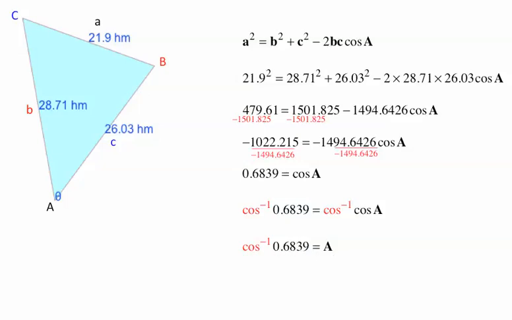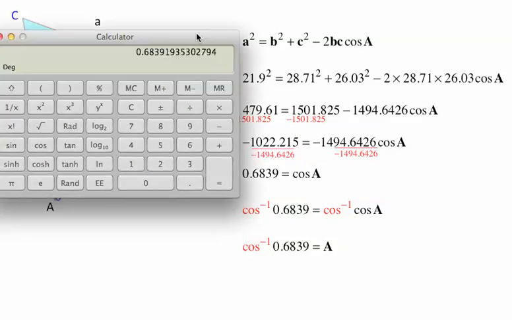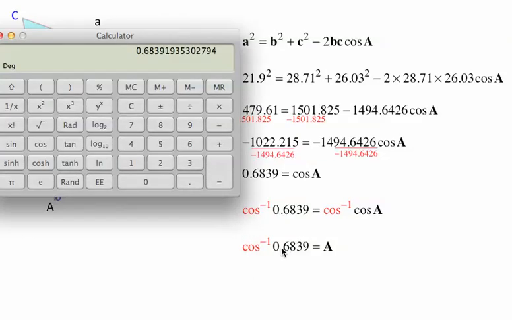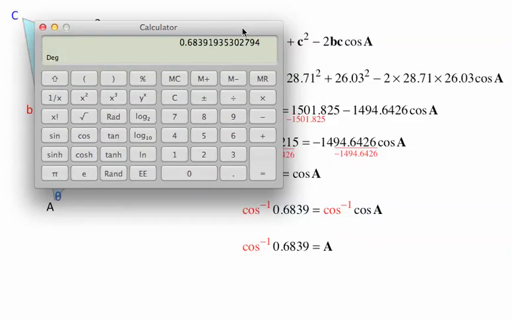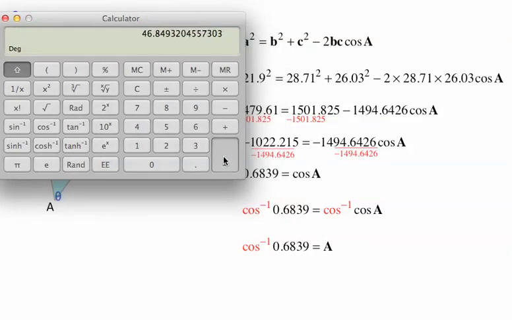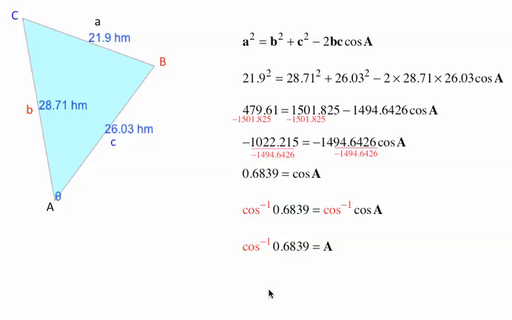Okay, once again, time for the calculator. And remember, we're not taking the inverse cosine of just 0.6839, but this whole number that's in the calculator. So shift cosine, and that gives us 46.84932. It goes on for a while, degrees. Okay, and there we are. And that's our final answer. And that's how to find an angle using the cosine law.